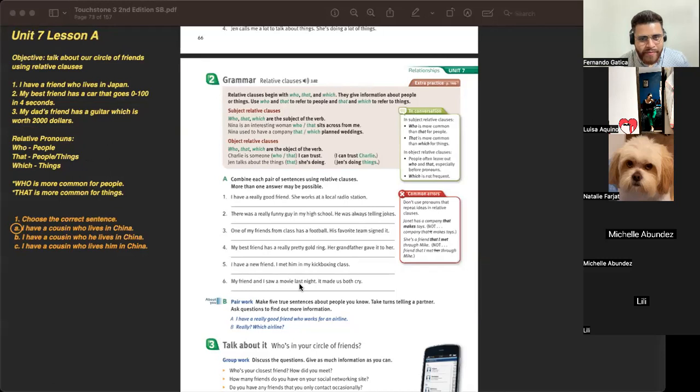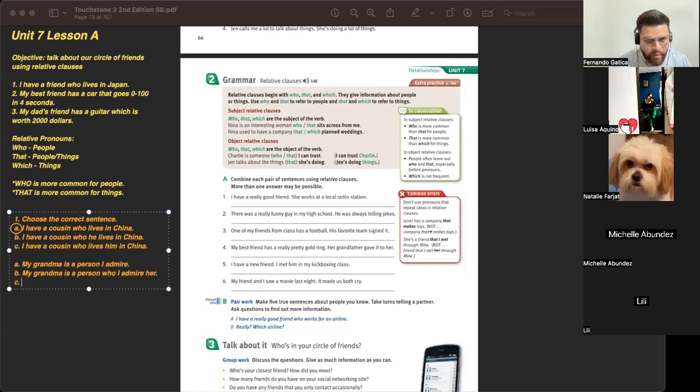Another one. My grandma is a person I admire. My grandma is a person who I admire her. My grandma is a person who admire her. Class, what is the correct sentence? A, B, or C? B. A.